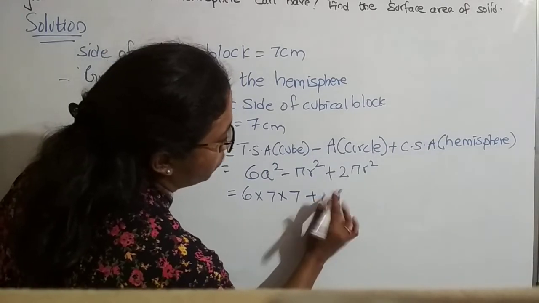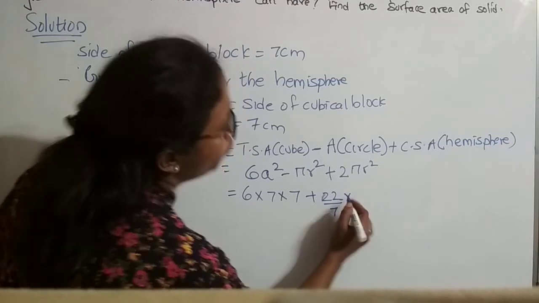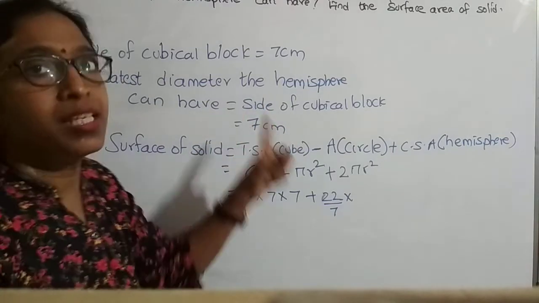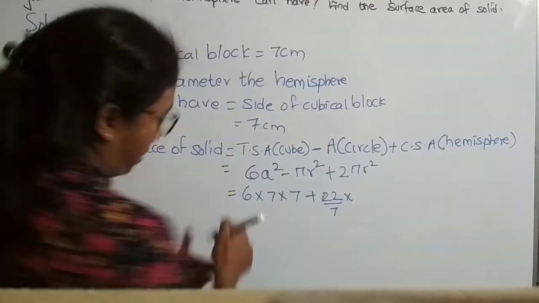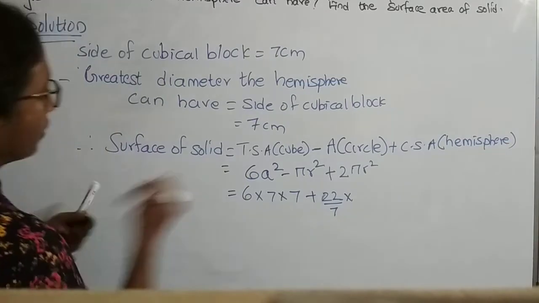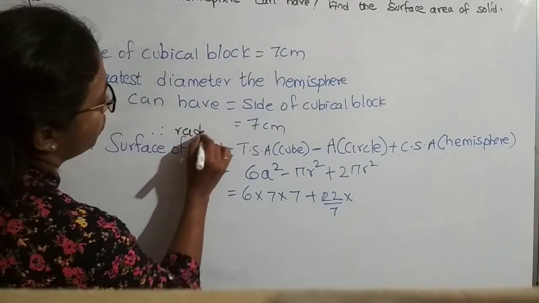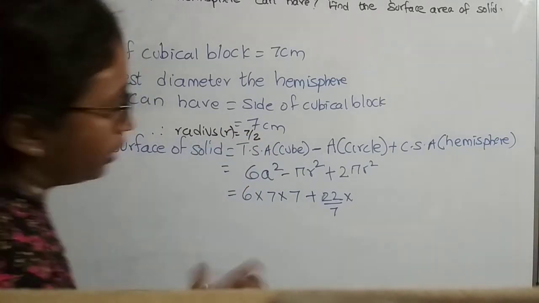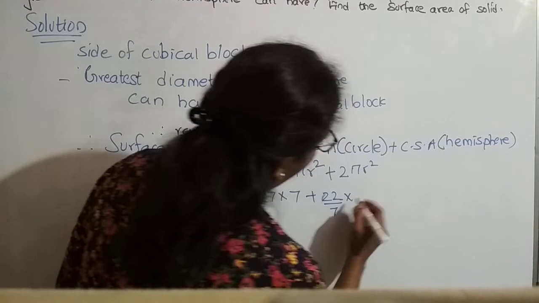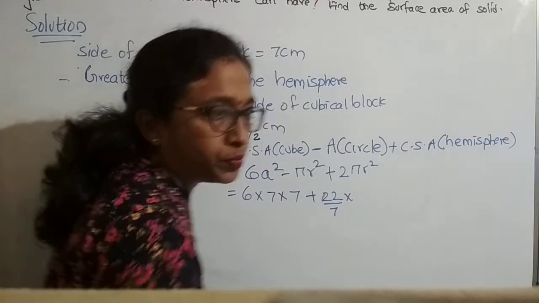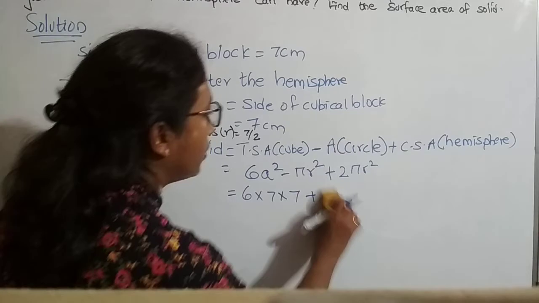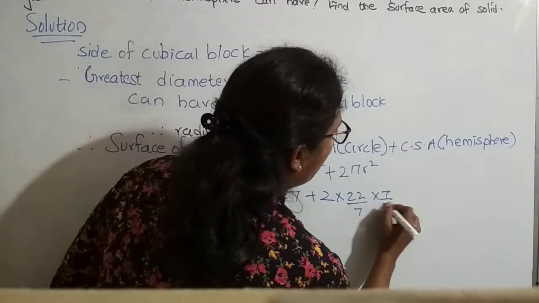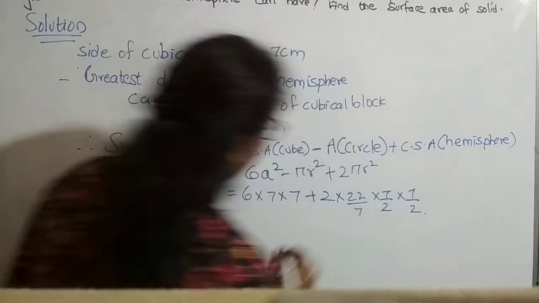So pi we can substitute the value 22 by 7 into, now what is the radius? This is the diameter. If the diameter is 7, so the radius will be, here we need to write one sentence. Therefore, radius r equals 7 upon 2. Okay, this will be more clear. So here we have 2 into, okay, I forgot 2. Good, I remember here. So here we have 2 into 22 by 7 into 7 upon 2 into 7 upon 2. So let's cancel here.